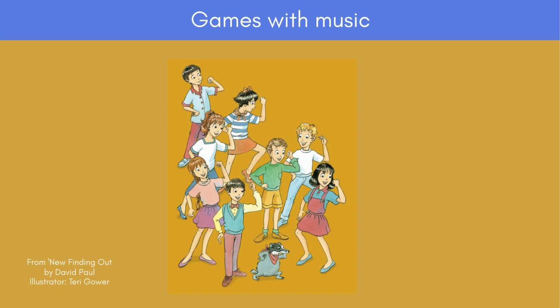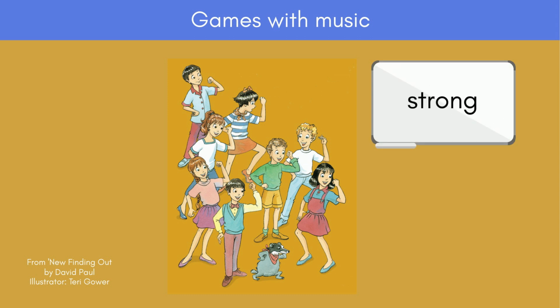Games with music. There are a lot of great games that involve music. Here are some examples. Statues. The normal way to play is for the children to move or dance around with some music in the background, and when the music stops, they need to freeze.